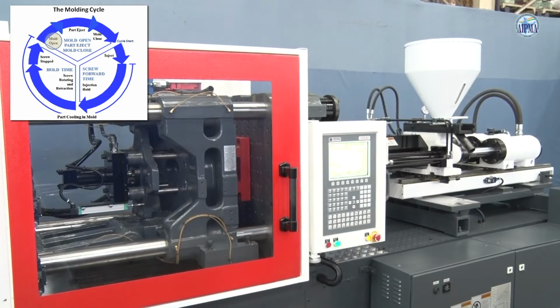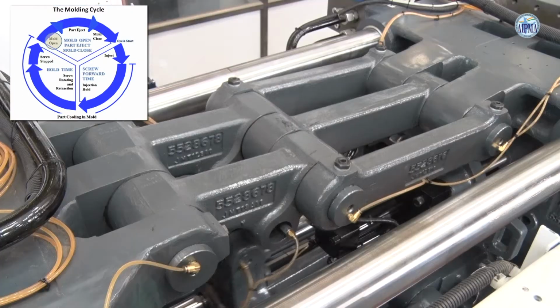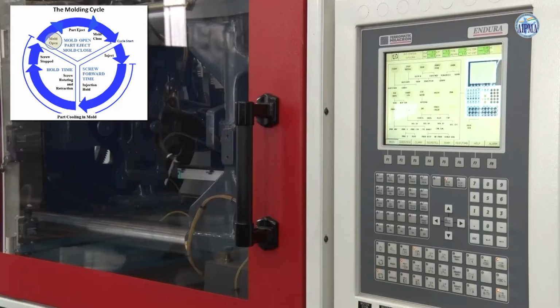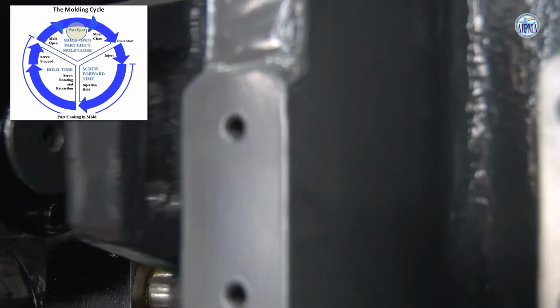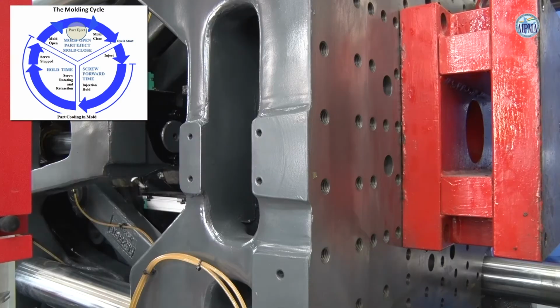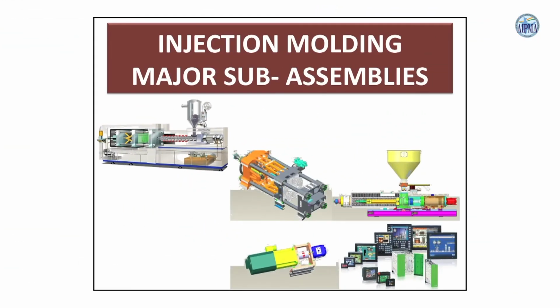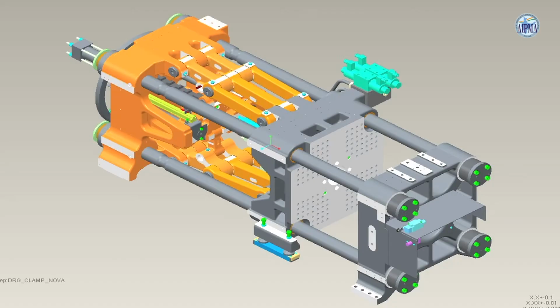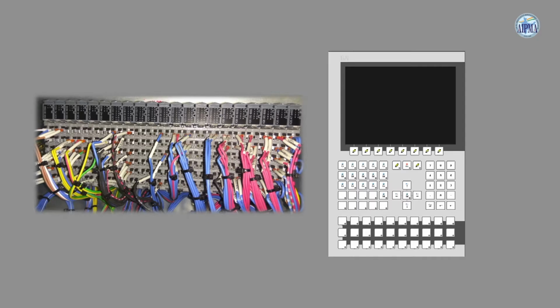Mold opening. During mold opening, first tonnage is decompressed and moving platen moves back to open mold halves for part removal. Ejection. The mold part is pushed out from the mold by the ejector mechanism. Injection molding machine comprises four major sub-assemblies: clamp unit, injection unit, powering system, control unit.